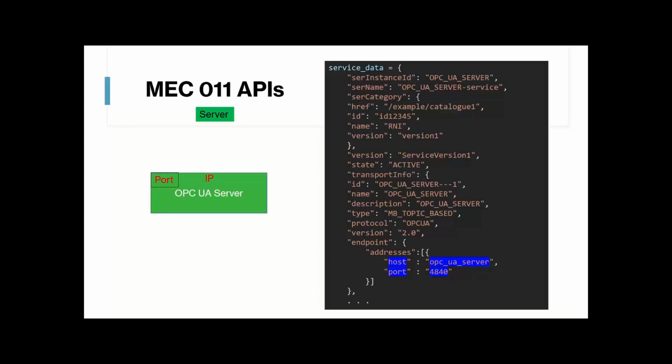Okay, but how are the MEC 011 APIs implemented? This is the REST API POST request that the server makes in order to register its own service. We can see that all the endpoints are registered by the server. We can see, for example, host, that is basically an IP address because it represents the DNS name of the service, and also the port number.